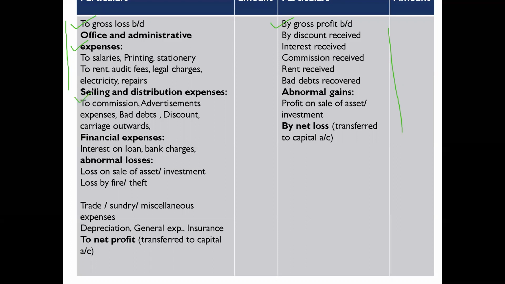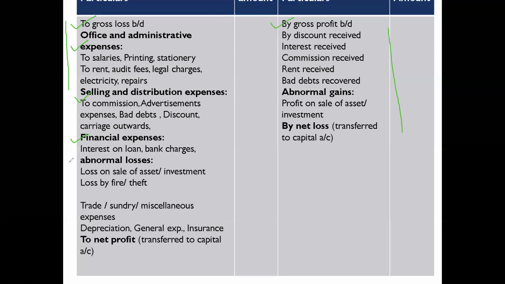Then the selling and distribution expenses, whatever expenses are being incurred on selling the products or distributing the products, like commission to the salesperson, then expenses on the advertisement, bad debts, discount which is being paid by the company, carriage outwards, then any other financial expenses, like the company has taken any loan borrowing, so the company has to pay certain interest expenses. So that comes under the financial expenses, like interest on loan, the bank charges that have to be paid.